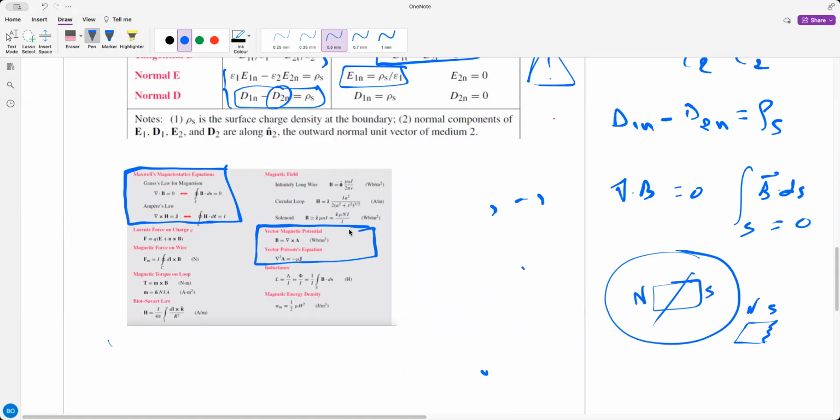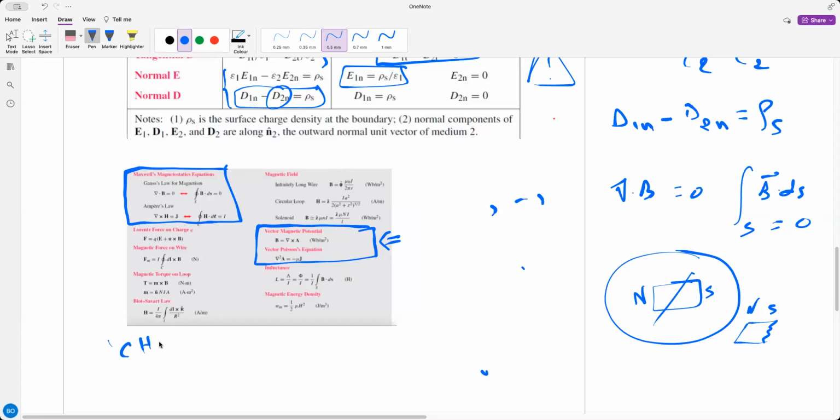Now, I added this part because this part is easy. I can give you a vector magnetic potential and ask you to calculate B. Now let me also give you something that is very important, I mean to help you also. This is also very, very important.